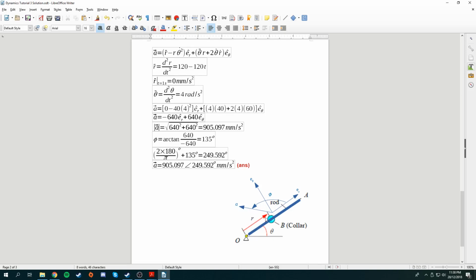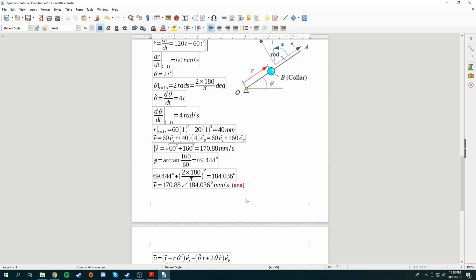To get 135, just 180 degrees minus 45 degrees. Again, you will add on theta because you are trying to take the absolute frame, and that will be 249.592 degrees. And the answer will be 905.097, and that is 249.592 degrees from the positive x-axis.